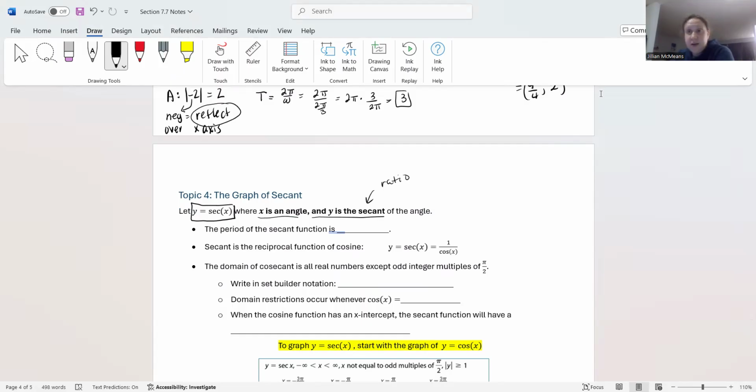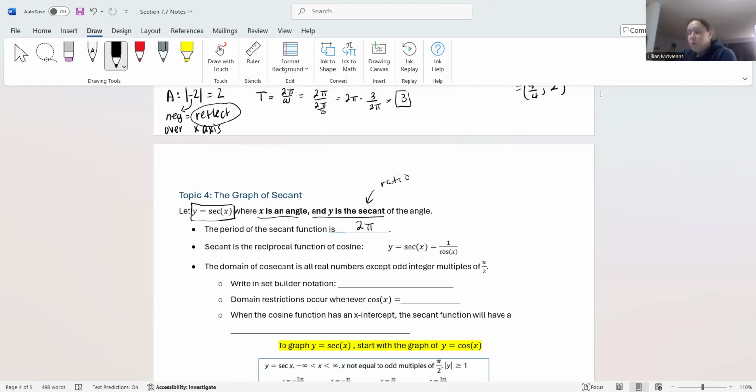Number one, secant is periodic just like the other trig functions, and it has a period of 2 pi. So every 2 pi radians, you're going to see repetition. You're going to see this graph cycle again. Okay, secant is the reciprocal of cosine, so you need to be familiar with the graph of cosine before you dive into secant.